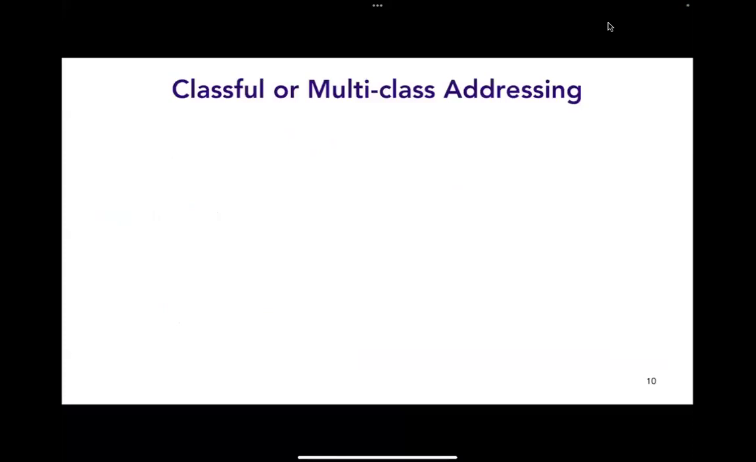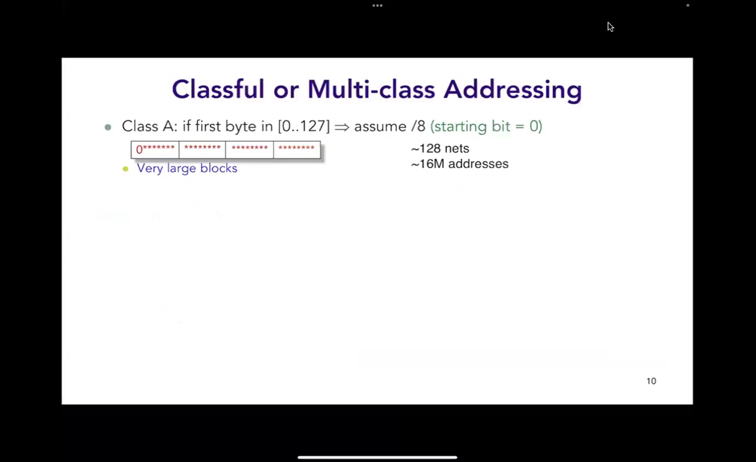Okay. So classful or multi-class addressing was a bit better than the original obsoleted addressing, but this also got obsoleted, and we'll go into the reasons. Before that, let's consider how many IP addresses we have and how many organizations we can accommodate with class A IP addresses.